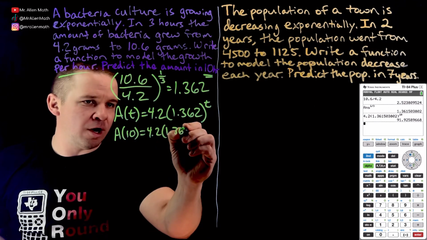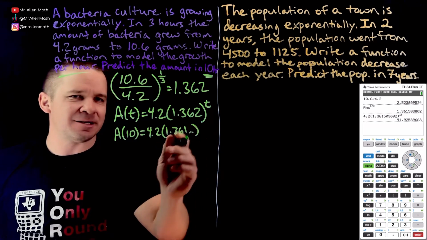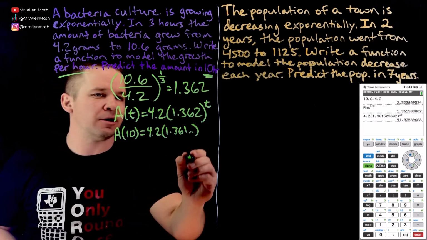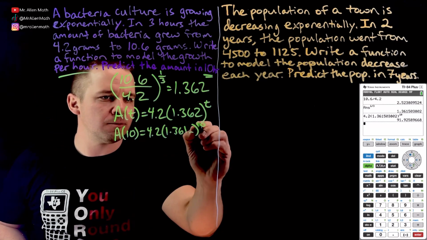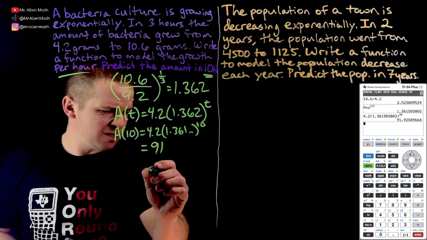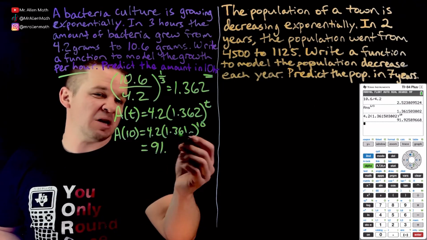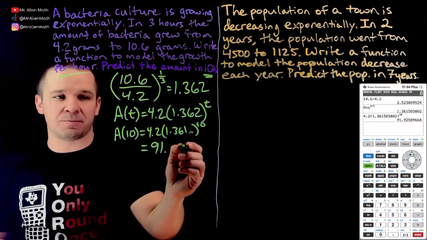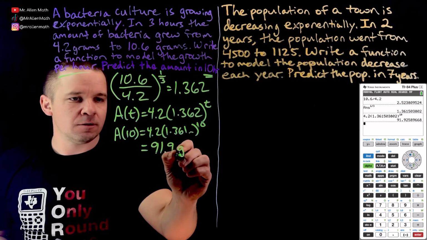So when we did 10 hours, 4.2, and then we really used the 1.36. I'll put a dot to say it's the number that was in my calculator, and raise that to the 10th power. I end up with 91.925, so we'll say 91.9, since these were all in just a tenths place. So 91.9 grams.